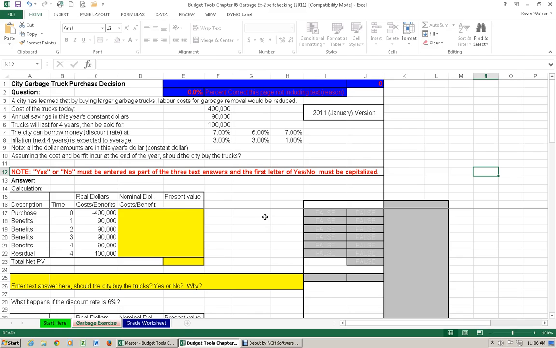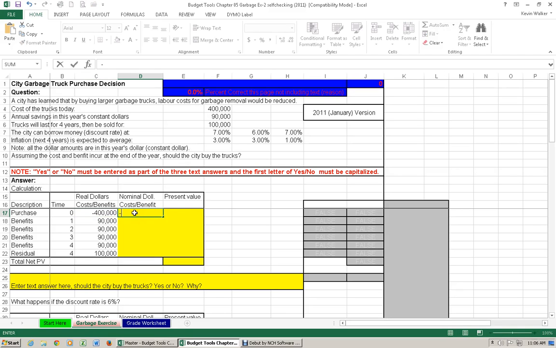All right. I get a lot of problems with people who make a mistake here. First, the purchase price, where it says time is 0. That's like you bought it right now. A year hasn't passed. So in real dollars, it's costing you $400,000. Now, the trick is this is money going out of the system. So to make the math work, we've got to put this as a negative $400,000.